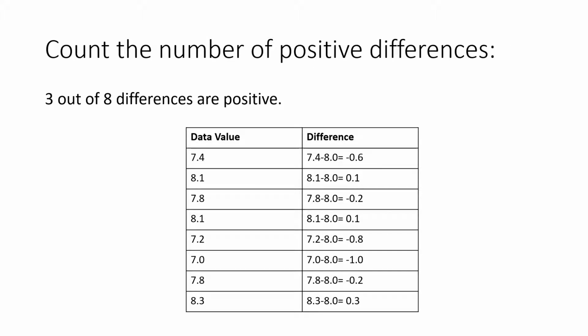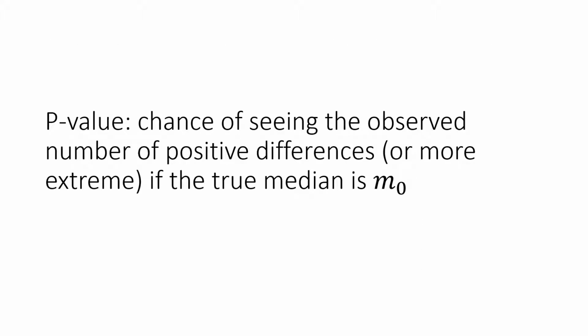The next thing I do is I count the number of positive differences. Here I have 3 out of the 8 differences that are positive. And next I'm going to be thinking about how to use the binomial distribution to find a p-value. Remember that the p-value is the chance of seeing our observed sample, so the observed number of positive differences, or something more extreme, if the null hypothesis is true, and the null hypothesis is that the median is equal to m sub 0.